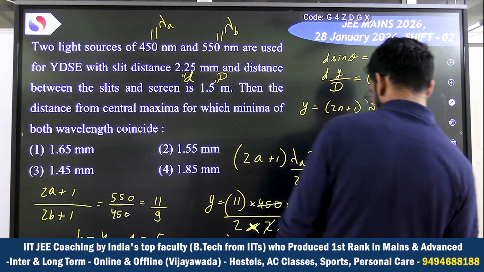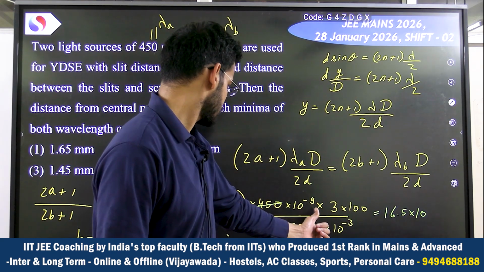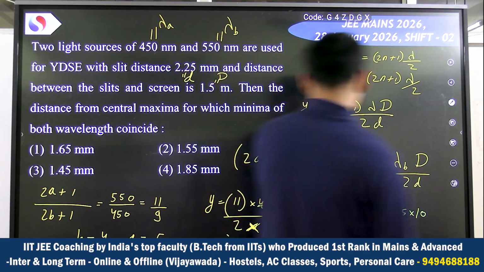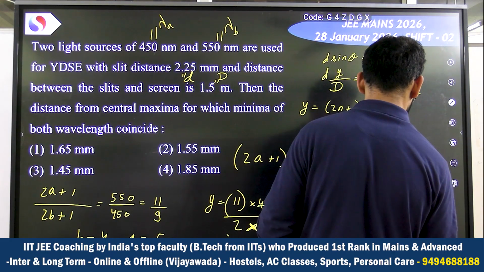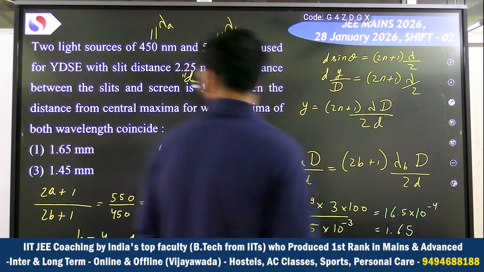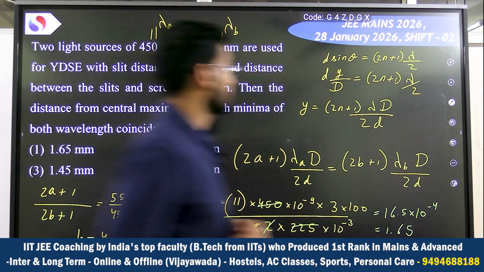And 10 to the power, how much is there? Minus 9 and minus 6 plus 2, minus 4, right? And mm is there, so minus 1 is remaining, so 1.65, okay, 1.65 mm. So that is the first option. Got the point? Okay, that's it. Next question.